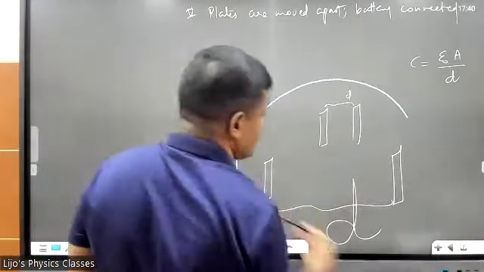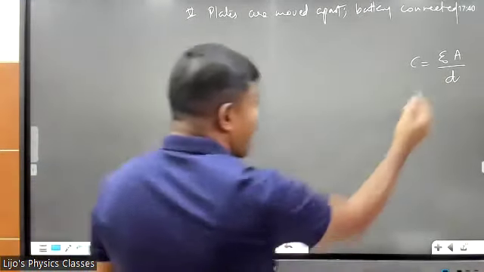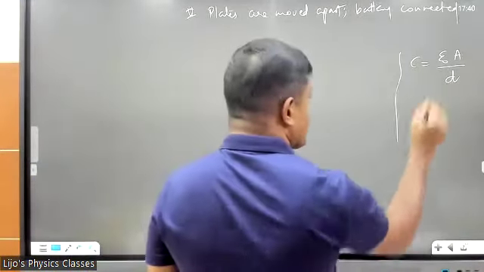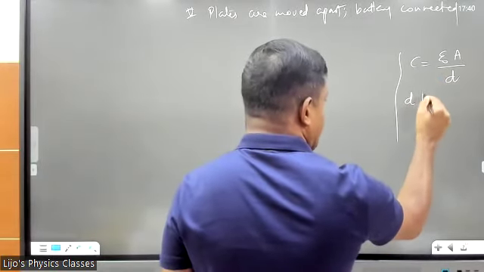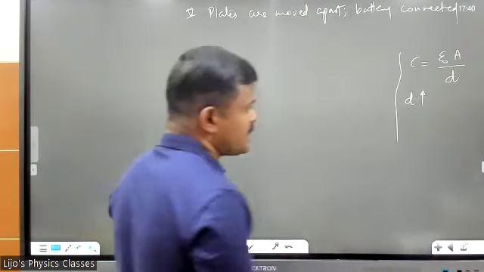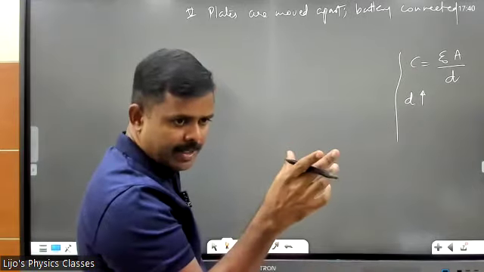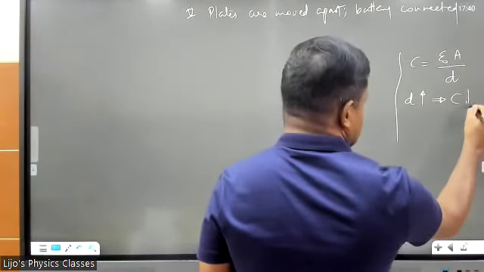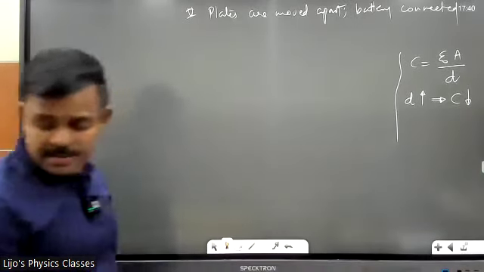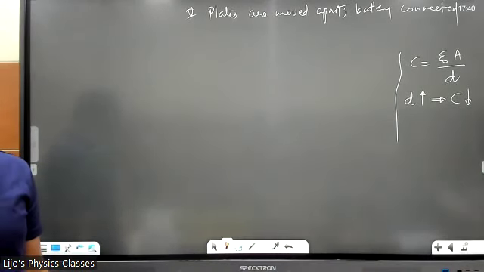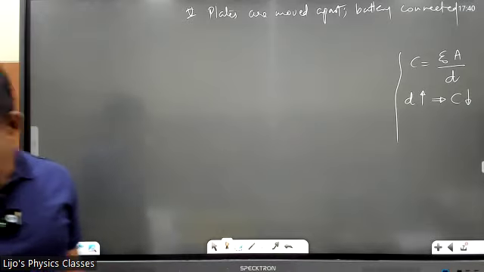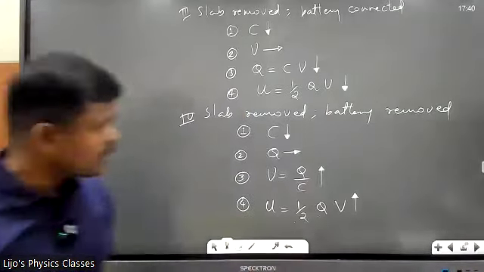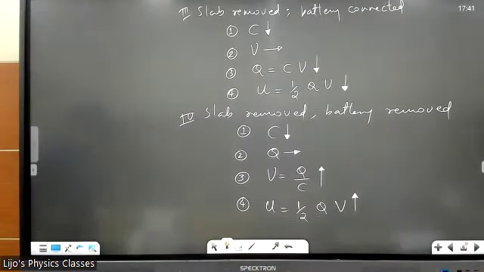Let us write. Start writing. Just write it here. Just write it on the margin. Capacitance is epsilon 0 A by D. What happens when D increases? Moving the plates apart, right? D increases means capacitance decreases. D increases means yeah, no problem. I can show you the last slide. You finish it off anyway.